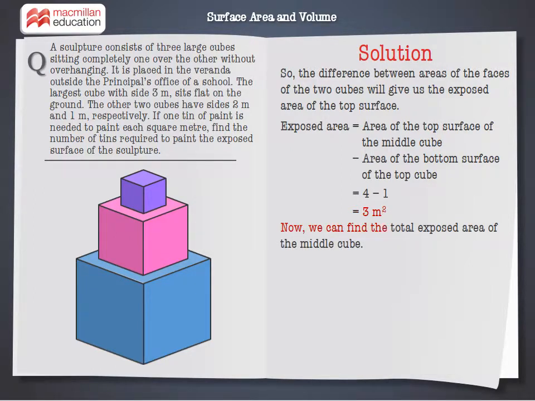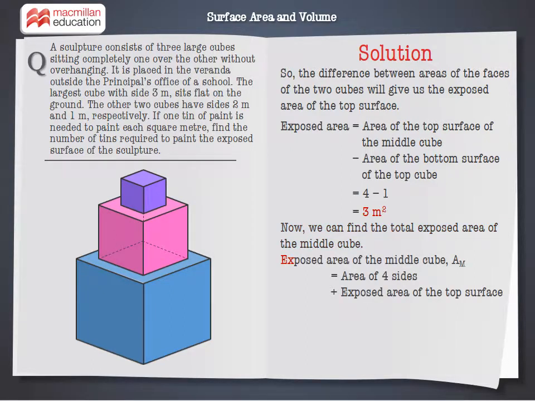Now, we can find the total exposed area of the middle cube. Exposed area of the middle cube, AM, is equal to area of 4 sides plus exposed area of the top surface, which is equal to 4 into 4 plus 3, giving us 19 meters squared.